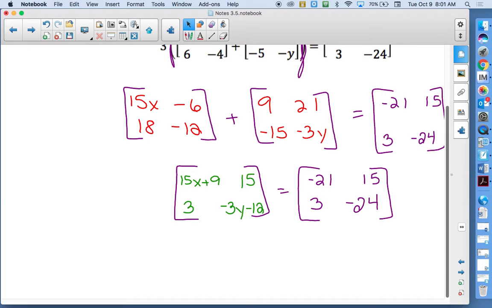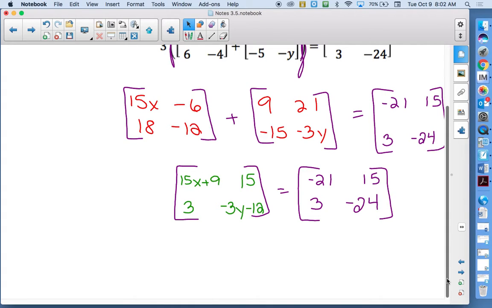Alright, so the problem wants us to solve for x and y. How do you think you'd solve for x and y? So we did all the combining that we could possibly do. We distributed a 3 through, added the things together. How can we find x and y? Julian? So you have like 15x plus 9 equals negative 21?